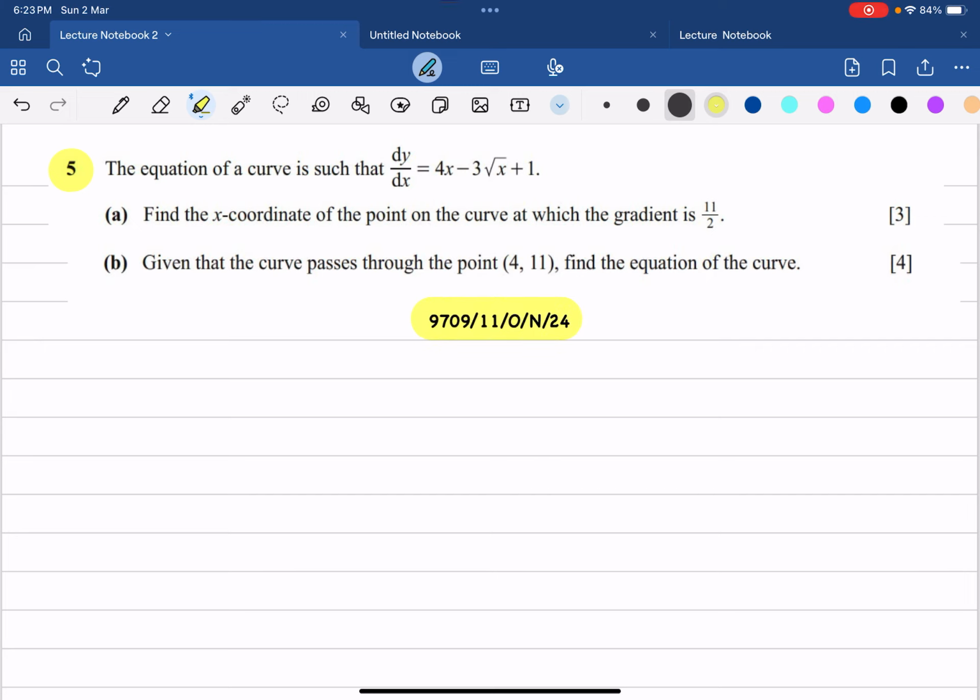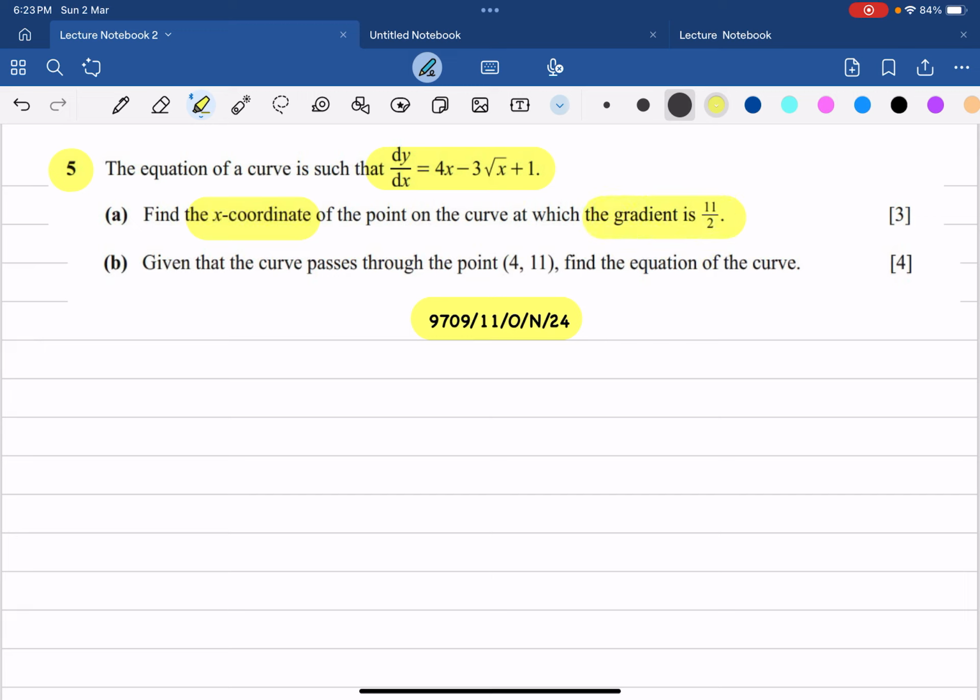The question says the equation of the curve is such that dy by dx is equal to 4x minus 3 under root x plus 1. Part A says find the x coordinate of the point on the curve at which the gradient is 11 by 2.